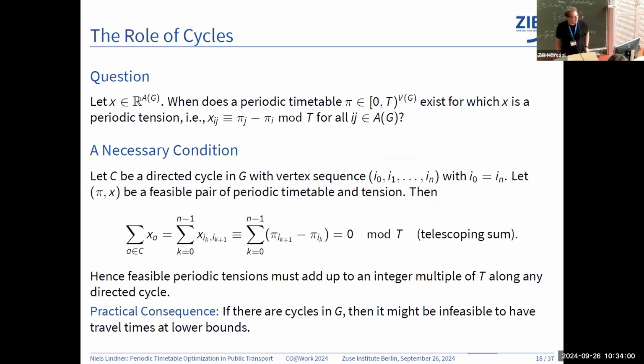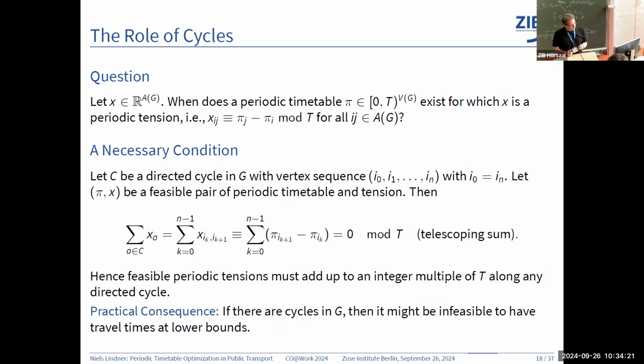So cycles seem to play a role. Let's ask this question. Suppose we have some vector on the arcs of the graph. The question is, when does a timetable exist such that this timetabling condition actually holds? Given any arbitrary vector, how can I see that?